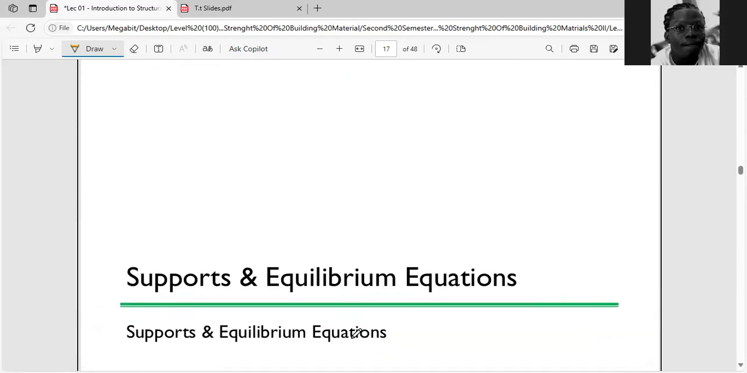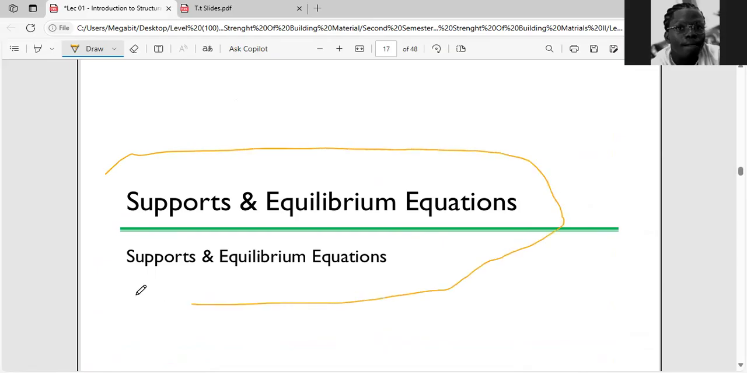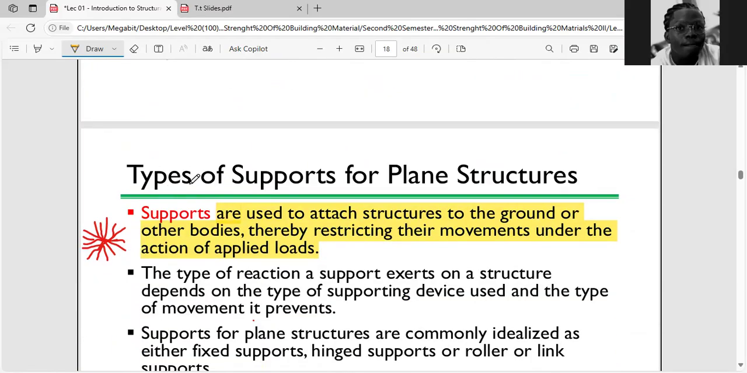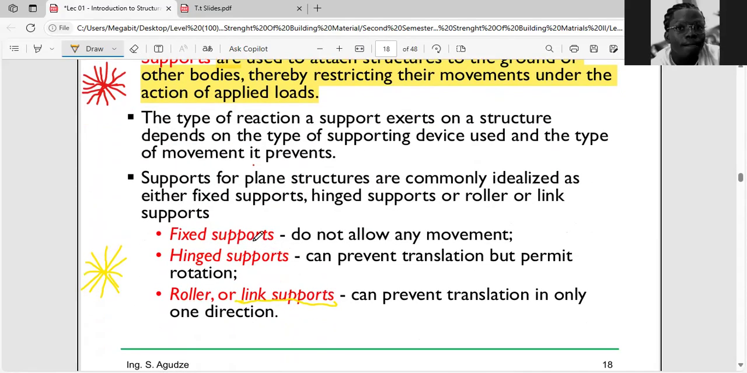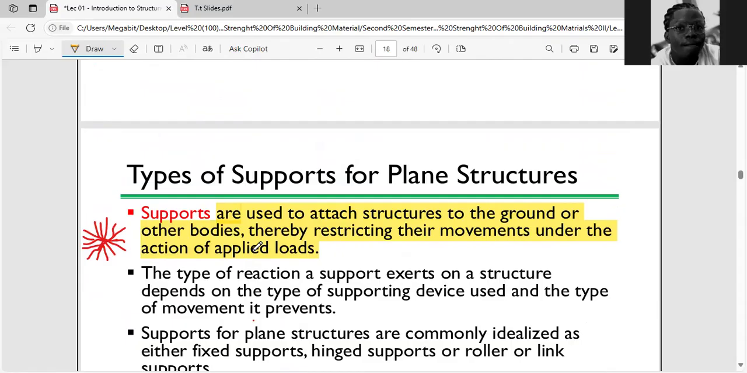Let's go on to talk about the support and equilibrium equations. Types of support for plane structures. You realize all the structures we saw initially have either a hinge support, a roller, or a fixed support. But before we dive deep into that, let's kindly take note of these few aspects.